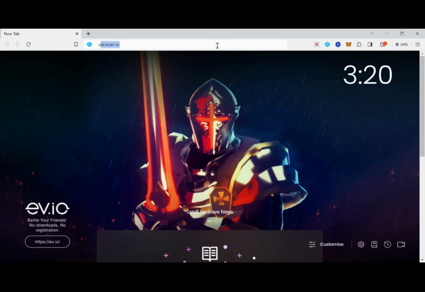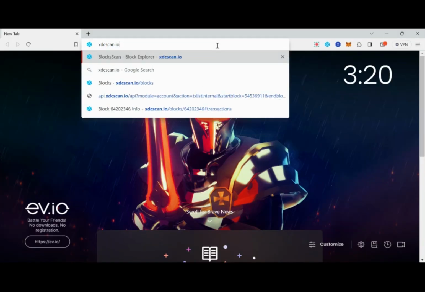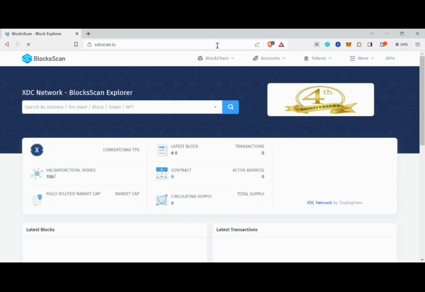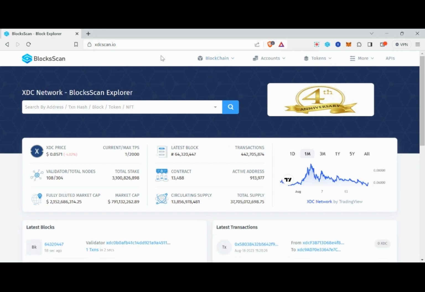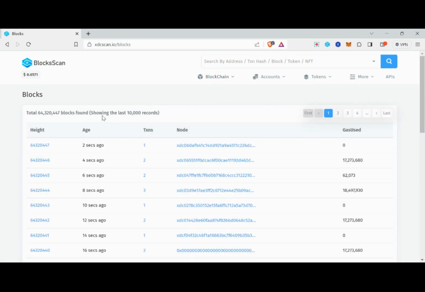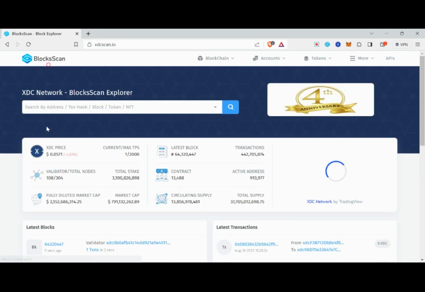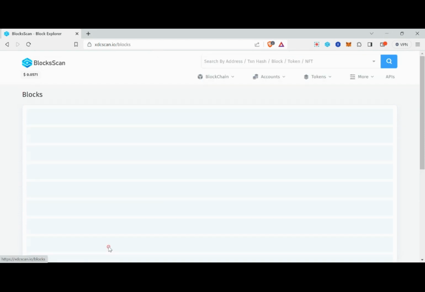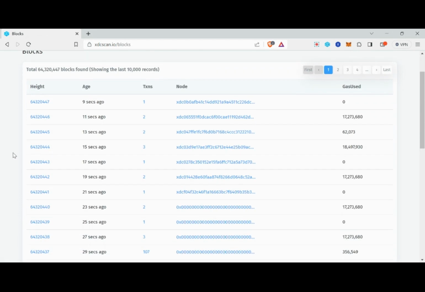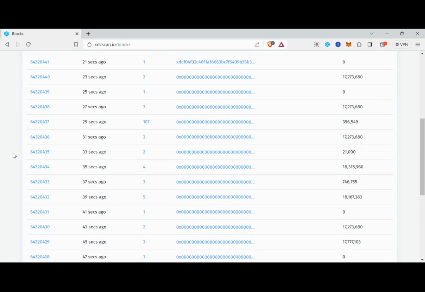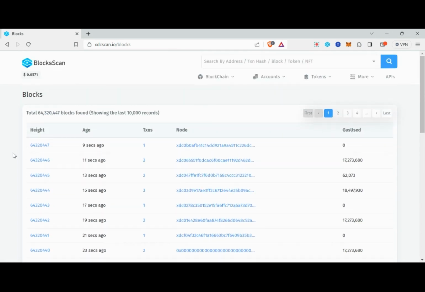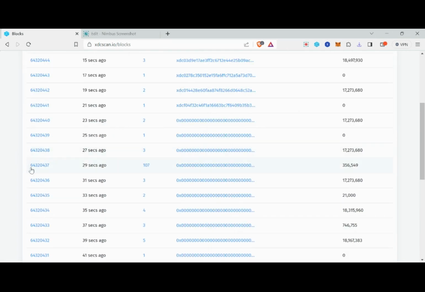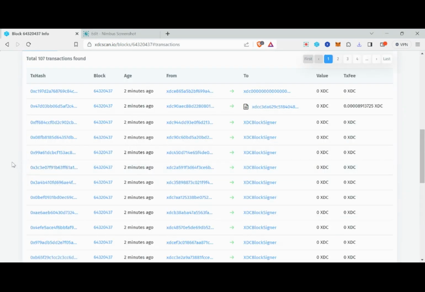The blocks which are mined on XDC Network can be seen on our BlocksScan Explorer. To view all the blocks, click on Blockchain and then View Blocks in the navbar, or scroll down and click on View all the blocks in the latest blocks section. Here you can see all the blocks. To explore the details of a particular block, click on any block number, for example this one.